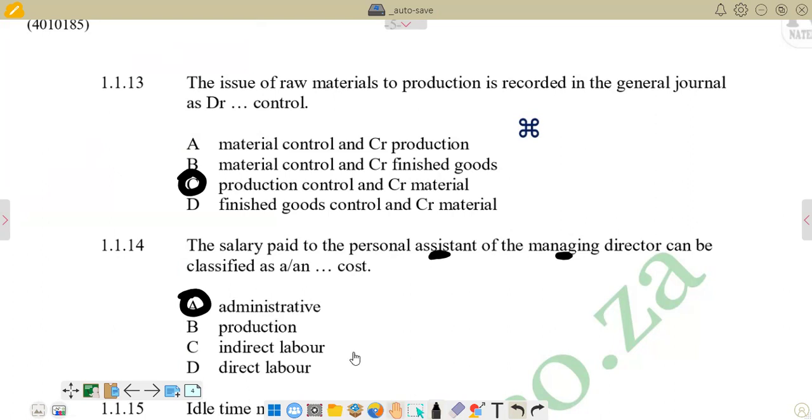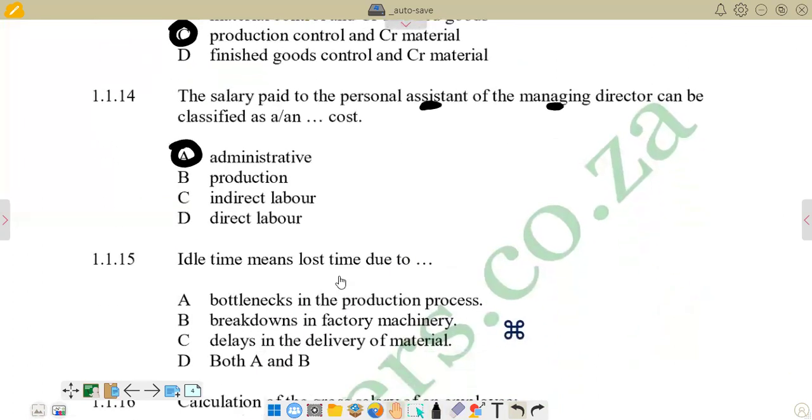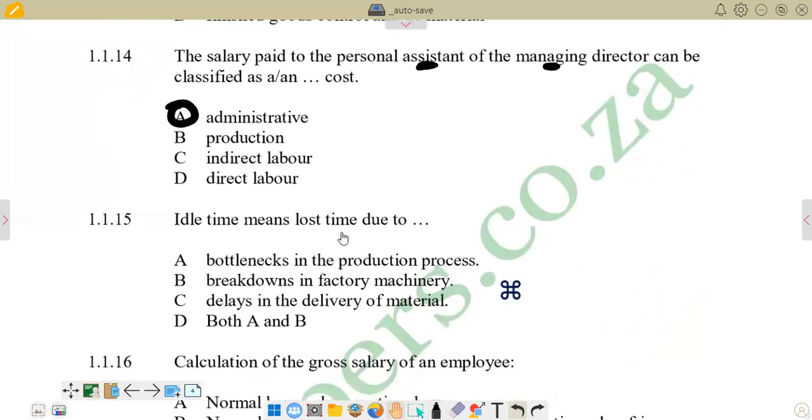Then we go to the next one, which is 1.1.15. Idle time means lost time due to, we've got bottlenecks in the production process. So when there is bottlenecks, there is no idle time. Then we've got breakdowns in factory machinery. C, delays in delivery of material. Then D, we've got both A and B. So I would say that C becomes the correct answer that we have there, which is delays in the delivery of material. So we've got C.